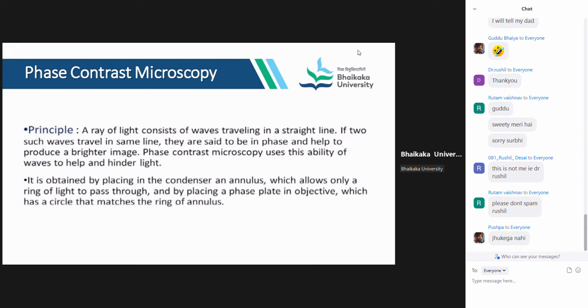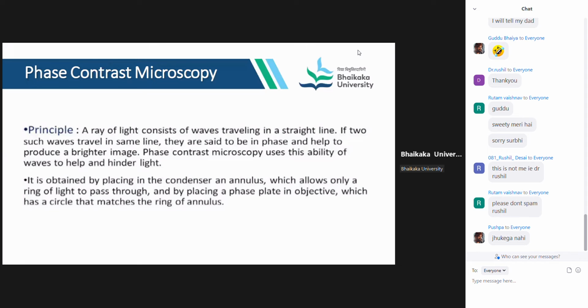So now we will discuss in brief about the phase contrast microscope. What is the principle? A ray of light consists of waves traveling in a straight line. If two such waves travel in the same line, they are said to be in phase and help to produce a brighter image.